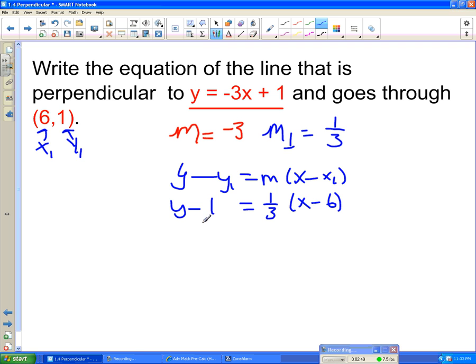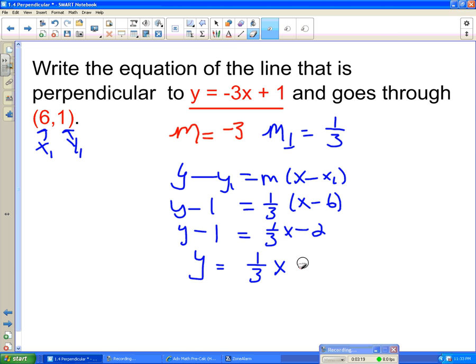And then all I need to do is manipulate this and solve it for y. Now, I need to go ahead and distribute the 1/3. So let's do that first. I have 1/3 x, and then 1/3 of 6 is going to be -2. Remember, 1 times 6 is 6, 3 times 1 is 3, and 6 divided by 3 is 2. Then all I do is add 1 to both sides. So I have y equals 1/3 x, and a minus 2 plus 1 would be, oops, not a plus. Yikes. Sorry. It would be a -1. Minus 2 plus 1 is a -1.